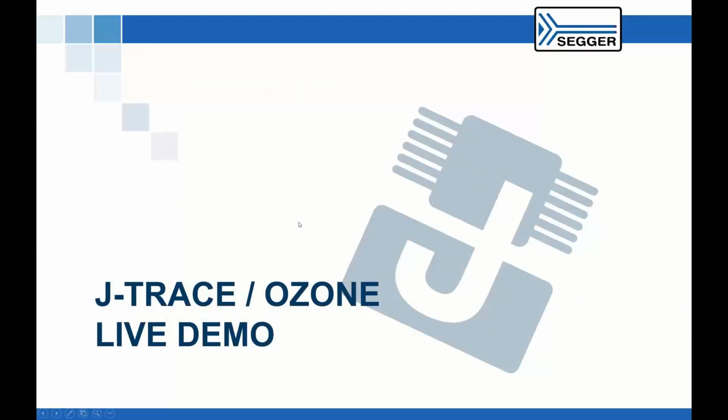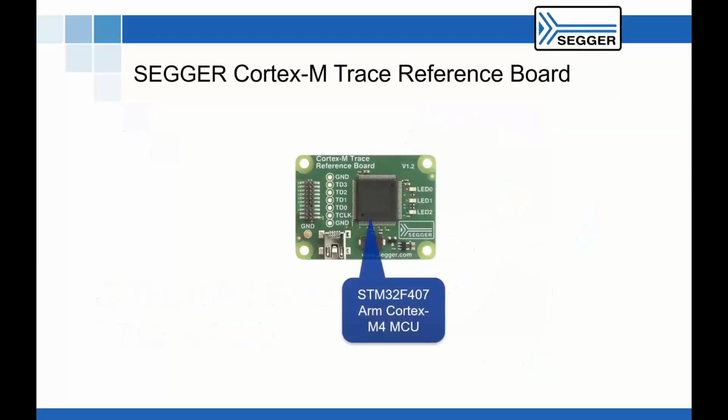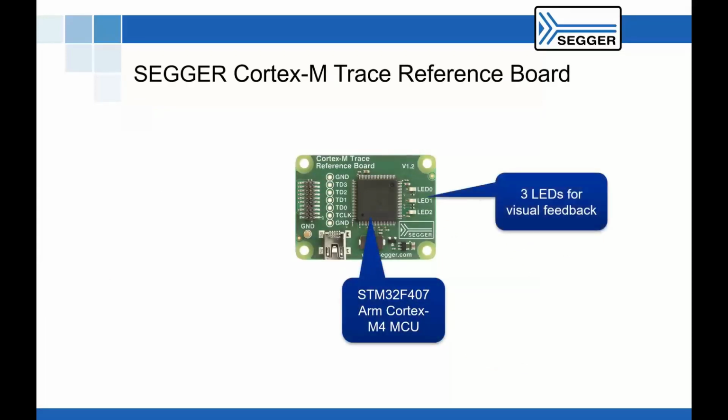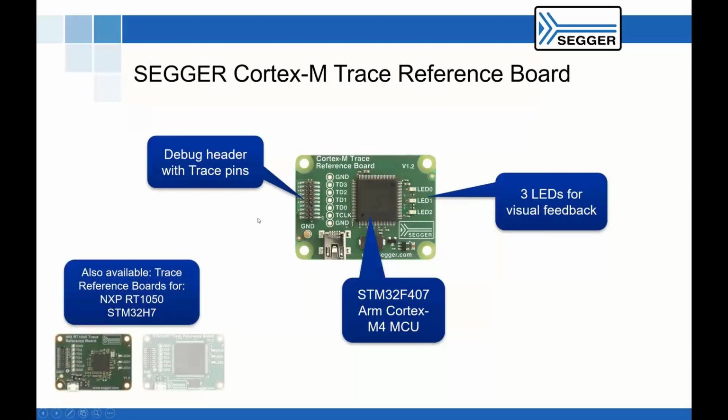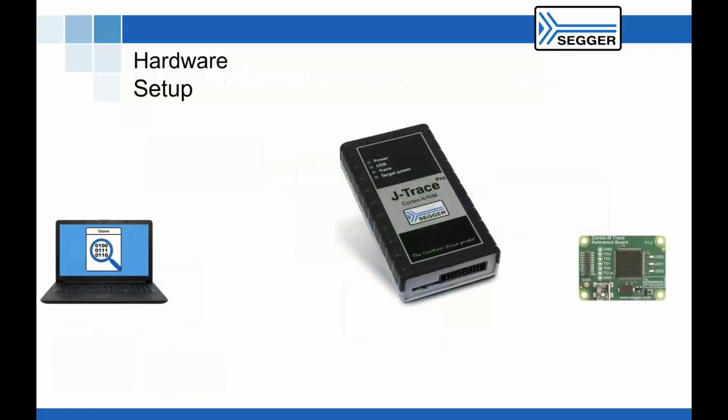Okay, so let's move on into the live demo. So the little target hardware board that I'm going to run this on is one of our trace reference boards. Those are very simple boards that are great for just focusing on trace. So this one has a Cortex-M4. It's got just a couple of LEDs for some visual feedback, and then here's the debug header with the trace pins. We also have a couple of other boards, one for the NXP RT1050 and then one for an STM32H7. So this is a Cortex-M7, if that's closer to your target hardware.